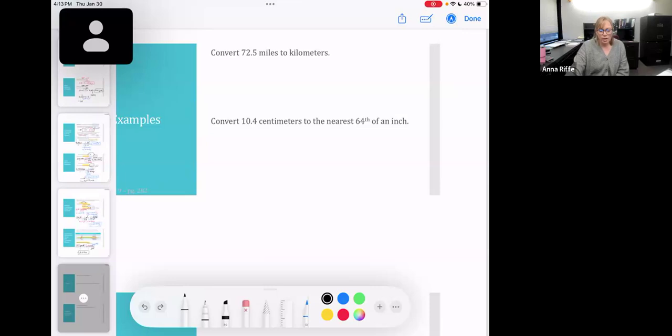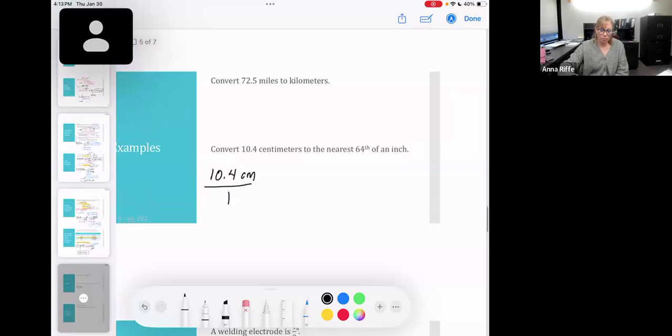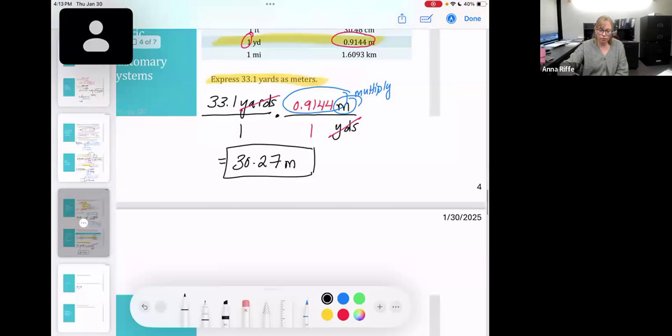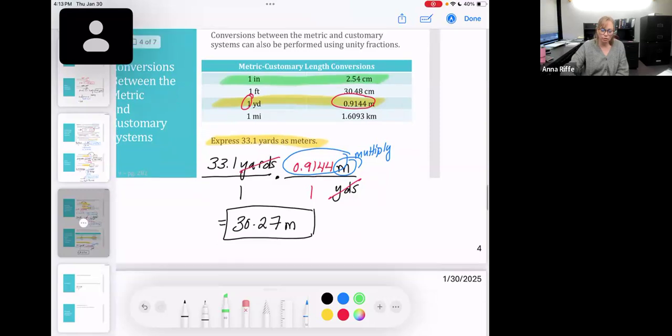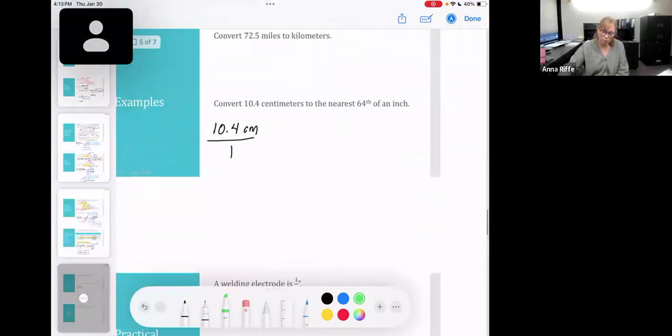So if I wanted to convert 10.4 centimeters to the nearest 64th of an inch, then I'm going to start by writing my 10.4 centimeters as a fraction, put it over 1. I can go up to my conversion chart and find a conversion between inches and centimeters. 1 inch is equal to 2.54 centimeters. So maybe I'll go ahead and write that down here.